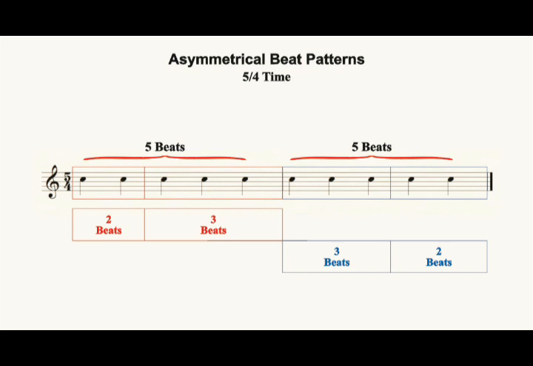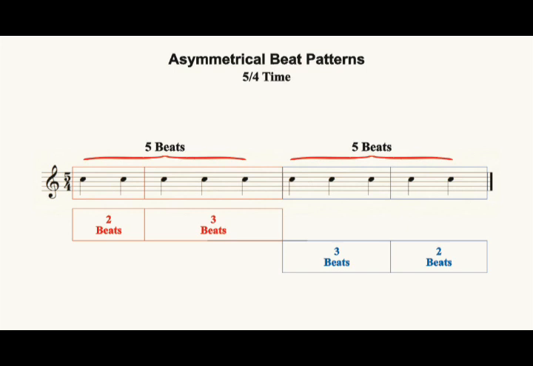or a set of 3 beats followed by a set of 2 beats, which sounds like. In either case, the beat pattern is called asymmetrical because there are not an equal number of beats distributed in both halves of the measure, but rather an even number of beats on one side and an odd number of beats on the other side.